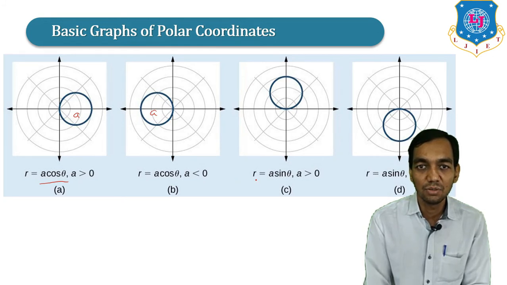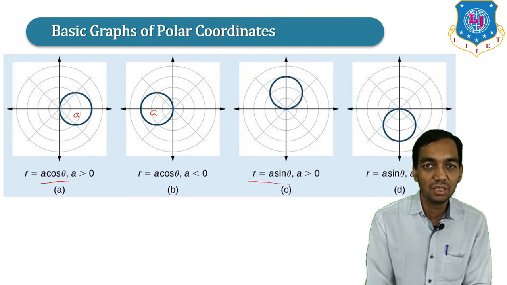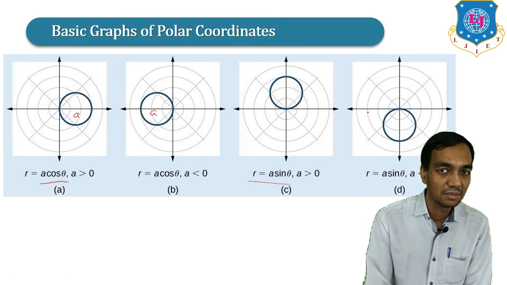In the same manner, r is equal to a sine theta where a is positive, then you have a circle on the positive y-axis. And in the same manner, if r is equal to a sine theta where a is negative, then you will have a circle on the negative y-axis.